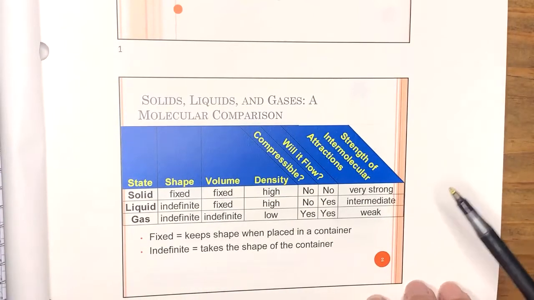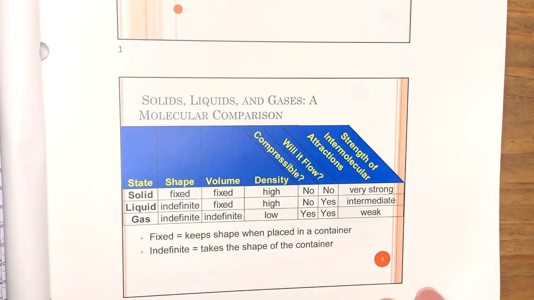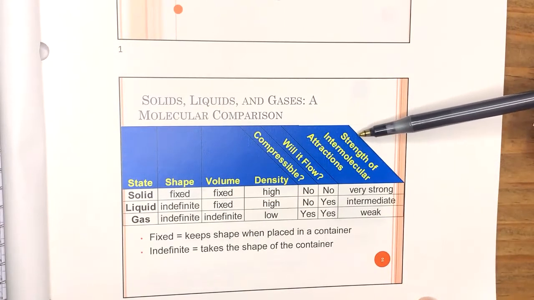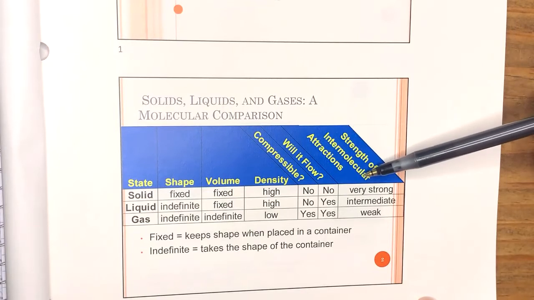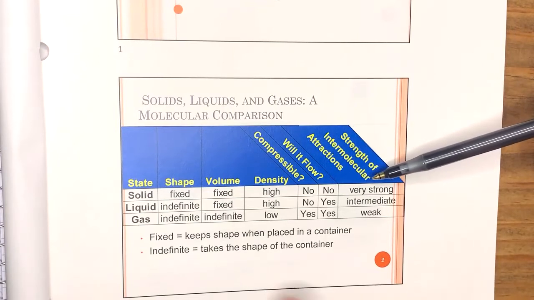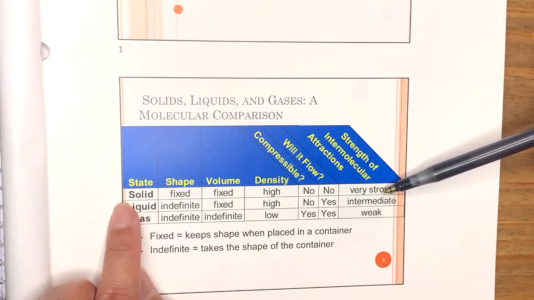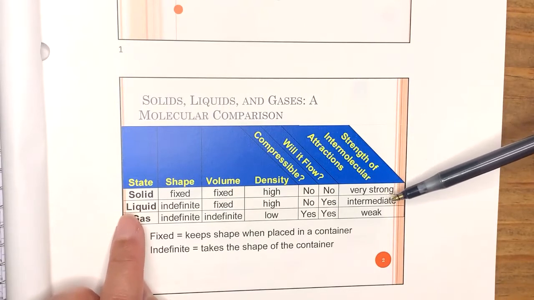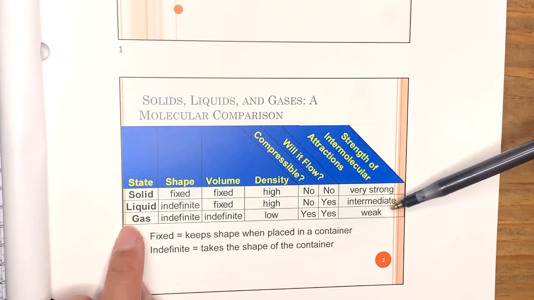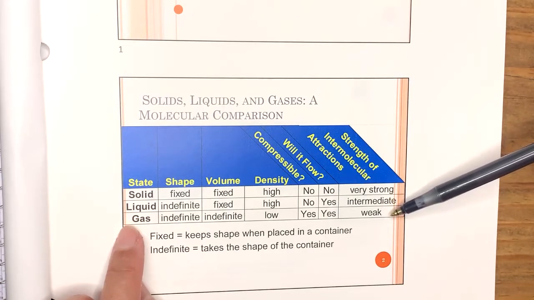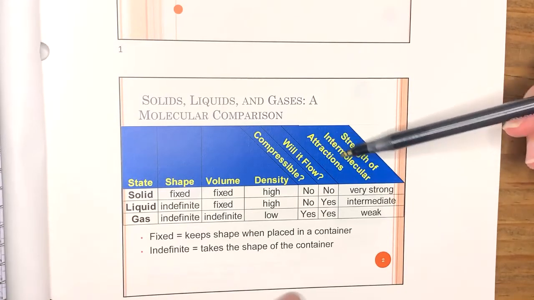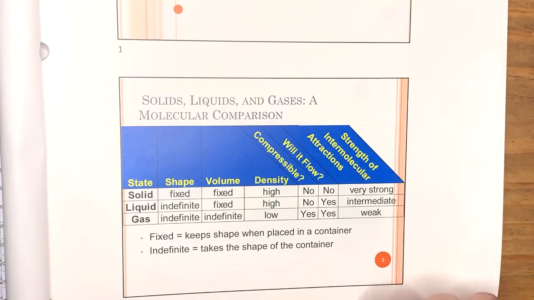This is basically just a review of stuff, but what we want to look at here is the intermolecular attractions right there. Okay, for solid, the intermolecular attractions are stronger, and that's why they're closer together. Liquid is the middle, gas is the weakest. That's why they can be so far apart. So these are intermolecular attractions. What's holding one molecule to another molecule?